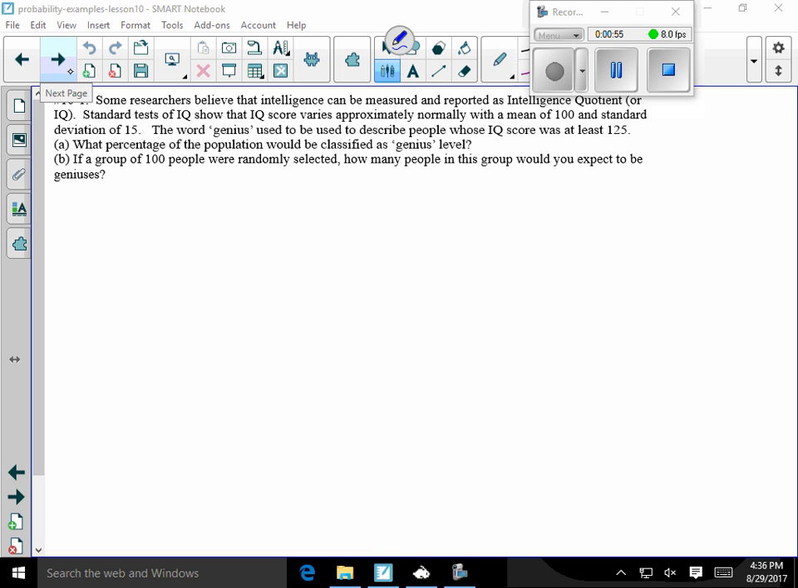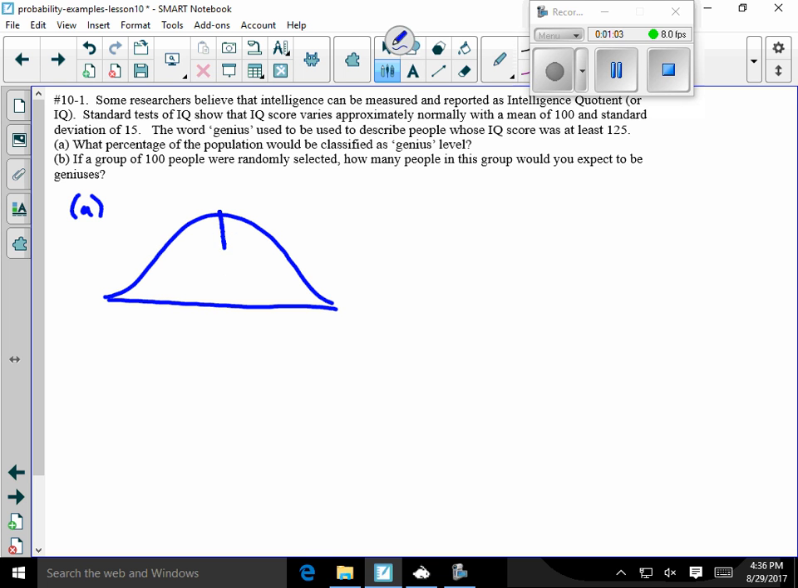Okay, so for A, we're talking about a normal distribution here. So whenever we do that, I always go ahead and sketch a normal distribution. I'll put the mean here. The mean value is 100. And the standard deviation, which would be right around here, is 15. That means 15 above and 15 below. That's the average distance the data is from the mean of 100. It also means that as far as the scale goes, this value here would be 115, and this value here would be 85. All right.